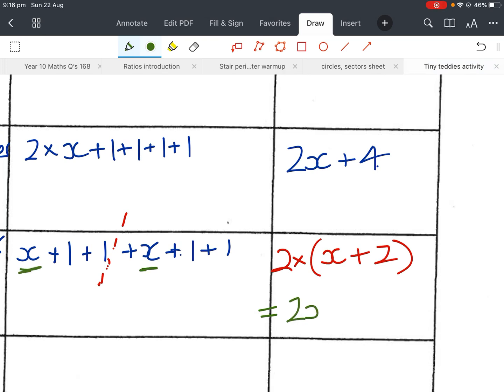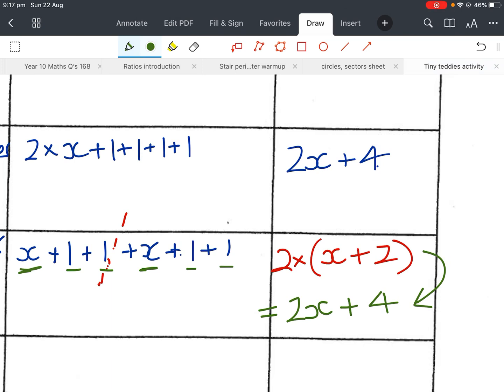So hopefully you said, well, there are 2 x's, miss. So shortening, I could write that as 2x. And then I've got 1 plus 1 plus 1 plus 1. What does that make? Hopefully you said 4. So there you go. There's some brackets.